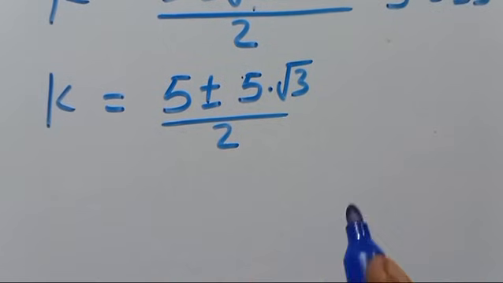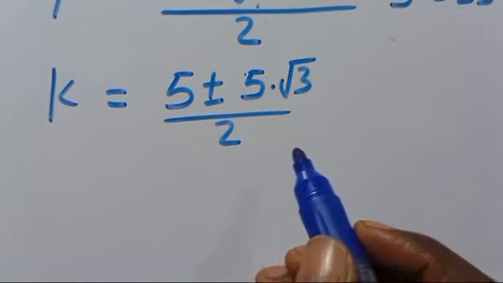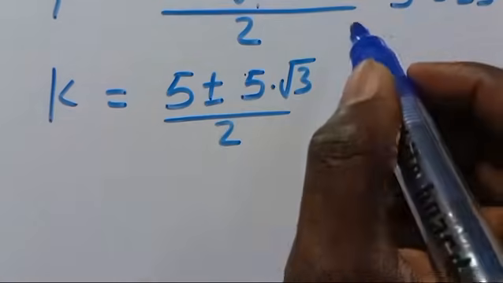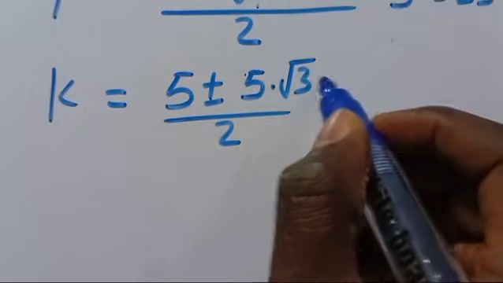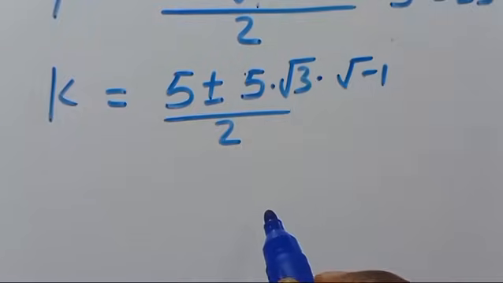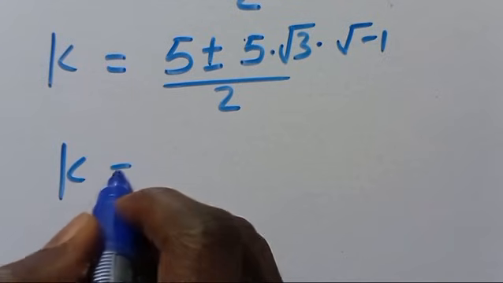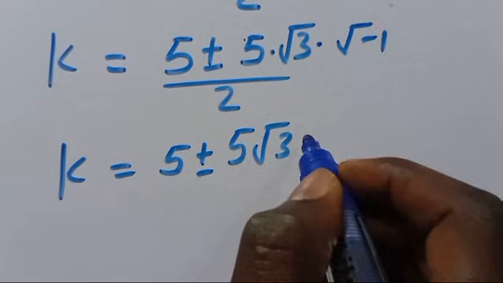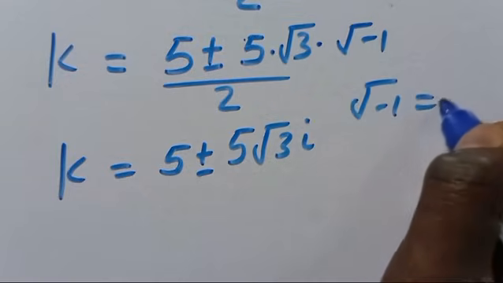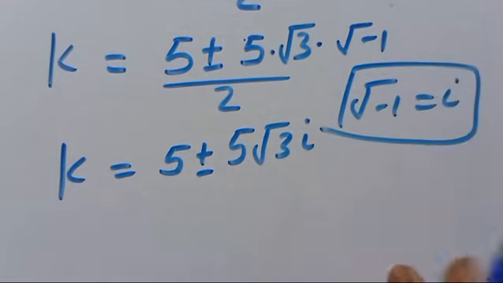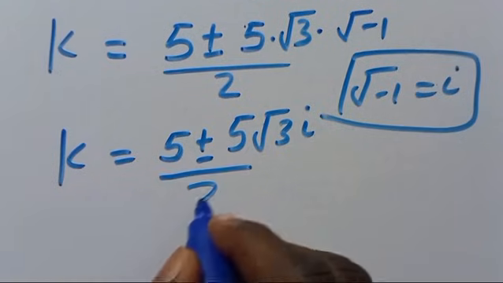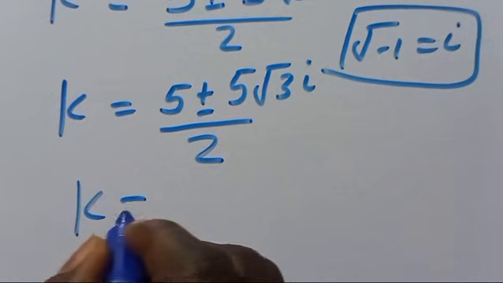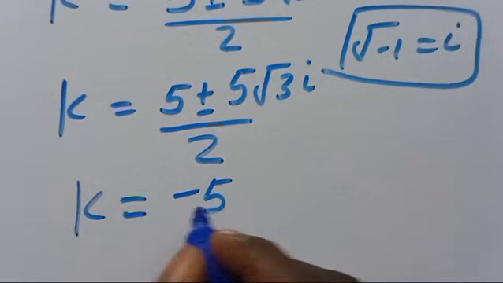So from here, we have this to be the complex solution. Sorry, we have this to be another solution. So here will be minus 3, multiplied by root of minus 1. So we are going to have k equals 5 positive or negative 5 root 3i, because root of minus 1 equals i in the complex plane. So all divided by 2. So these are complex solutions, and we have the real solution, the first one, to be k equals minus 5.